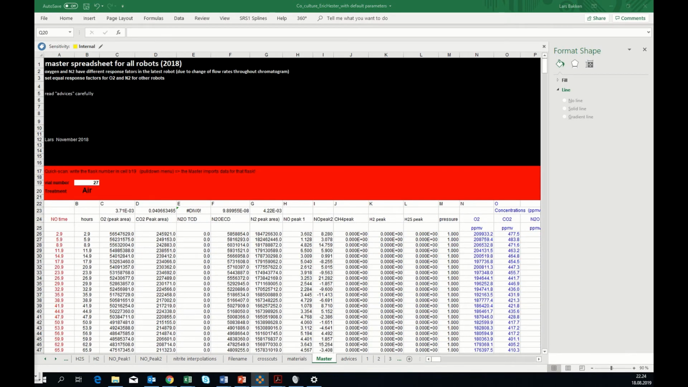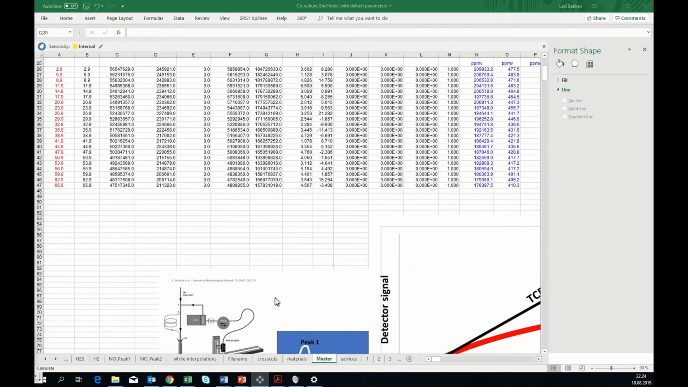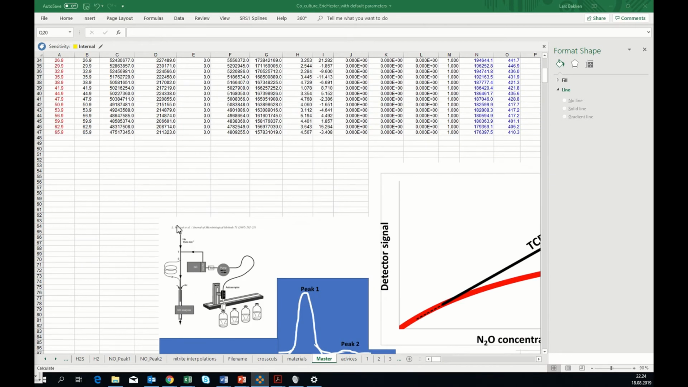The next thing I want to do is to set the sampling volume right. Remember that when a robot in operation is taking a sample out of the vial, injecting it into the GC and the nitric oxide analyzer, returning the same volume of helium into the vial. That's what I call the sample volume.